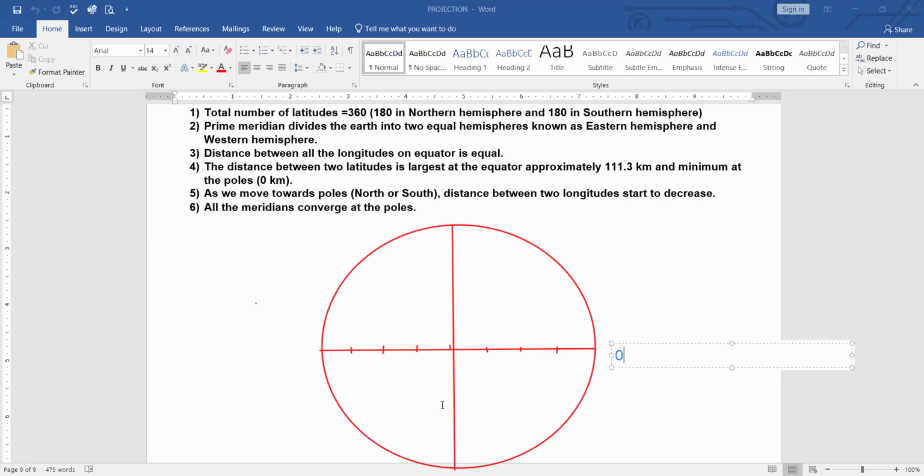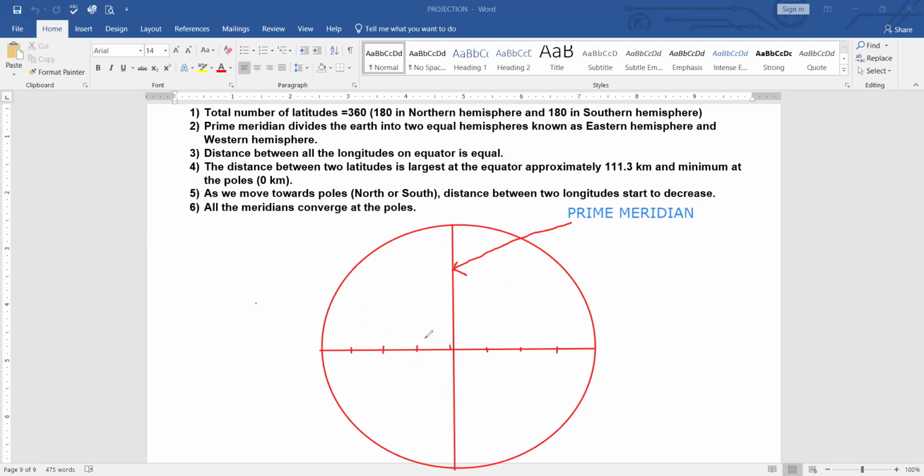I'll write the name of this line outside only. The name of this line is prime meridian. This line is prime meridian, and it is dividing the earth into two equal halves: eastern hemisphere and western hemisphere.